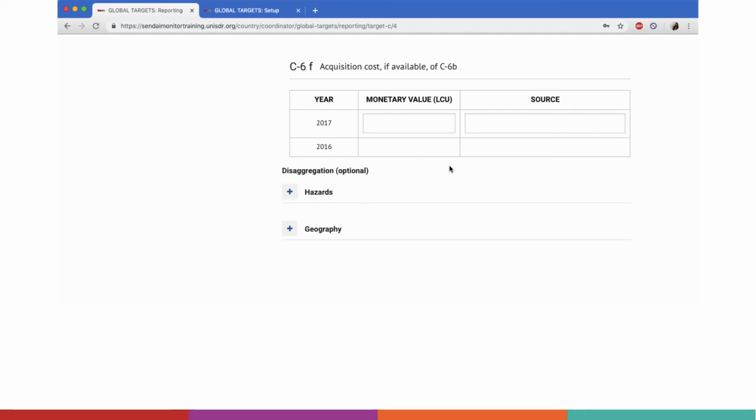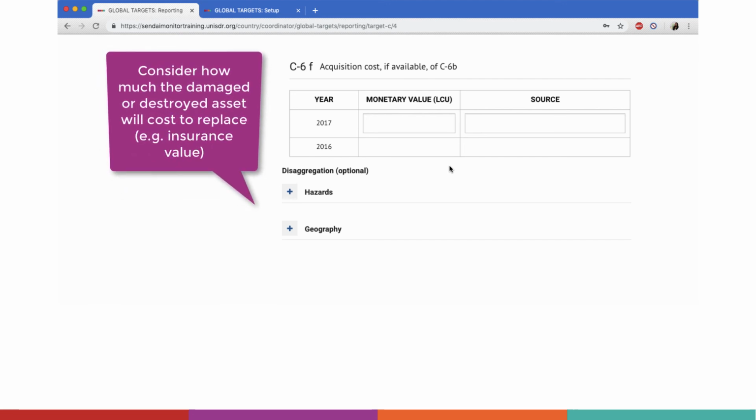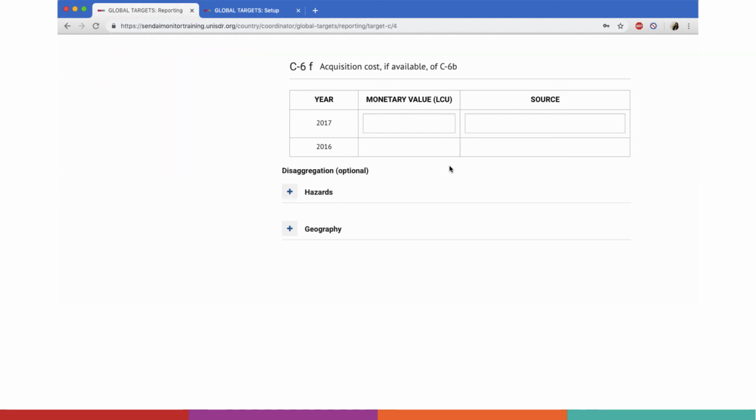The term acquisition cost may be misleading because the value of artwork or historical artifacts increases with time. It is best to consider this indicator as how much the damaged or destroyed asset will cost to replace, and the insurance value may be the best measure. If only a portion of the asset can be insured, but the monetary value is known, input this value here. Some artifacts may be considered priceless, for example, the crown jewels of England. In this case, it is best to list the insured value or best estimated value.